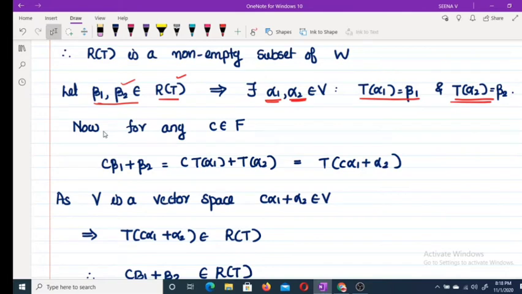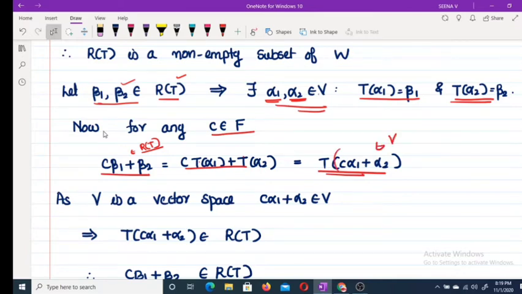Okay. Now for any C belonging to F, we have to prove that C beta 1 plus beta 2 belongs to R of T, for proving R of T is a subspace. Okay. This you can write like this. And as T is a linear transformation, you can write like this. Alpha 1, alpha 2 belong to V. V is a vector space. Therefore, this belongs to V.